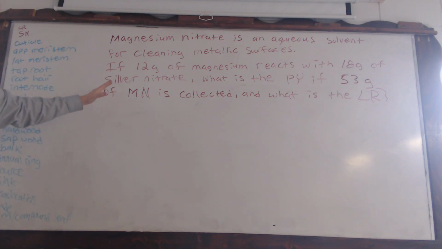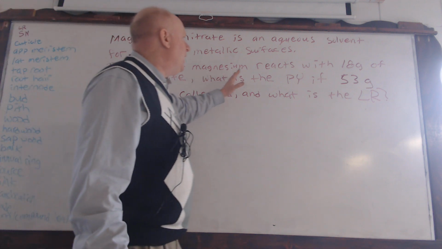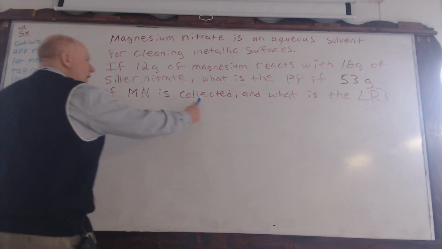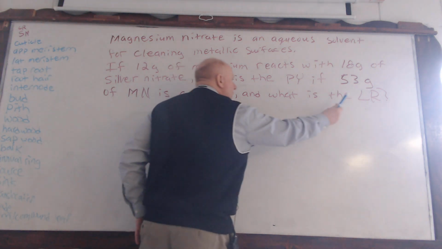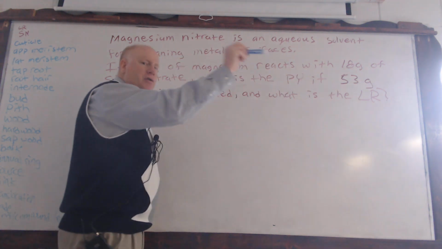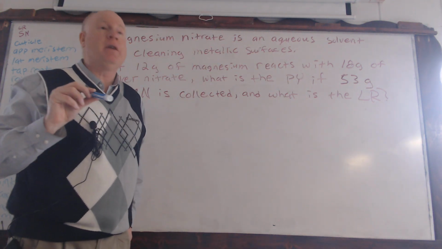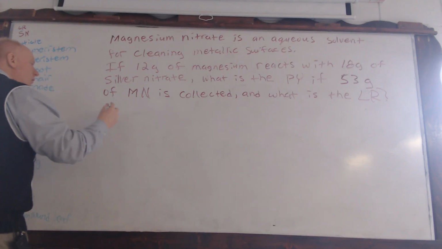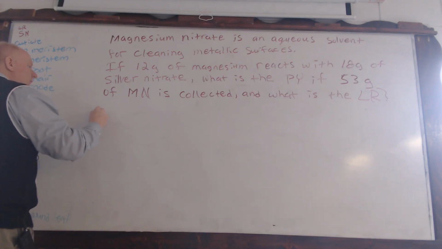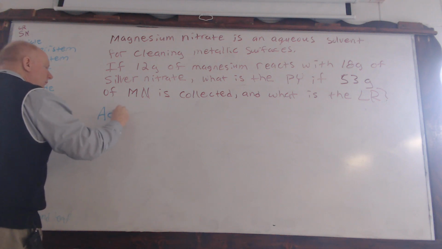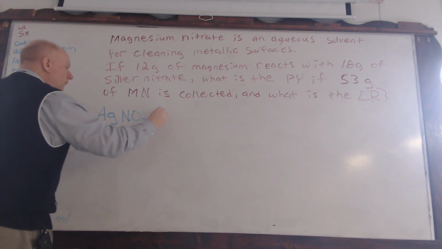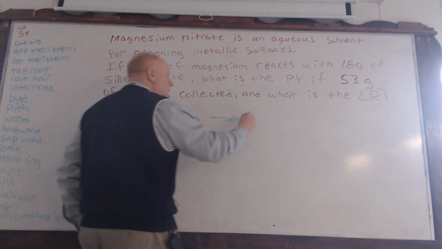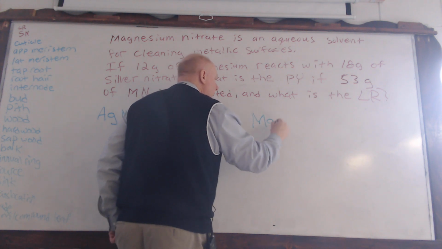Okay, and then we want to know what is the percent yield if 53 grams of magnesium nitrate is collected, and what is the limiting reactant, because this is what you're doing in your activity next door, something very, very similar. Okay, so how do we set up this chemical equation? AgNO3 plus Mg arrow Mg(NO3)2.